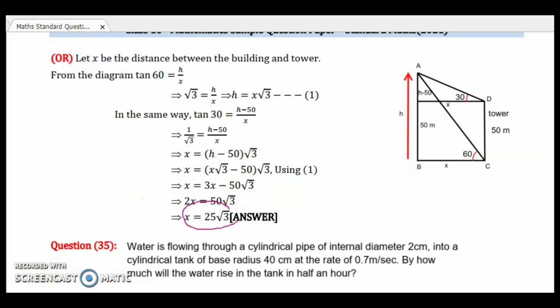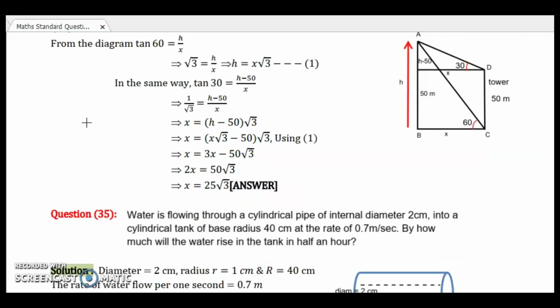Okay, right. Therefore, if x is equal to 25 root 3, what is going to be the height of the tower? H is equal to 25 into root 3 into root 3, it is going to be 3. That is equal to 75 meters. Okay, right. Then the next question asked in the problem is the distance between them, right? Naturally, the x is going to be the distance between them. It is already estimated, that is 25 square root of 3. Okay, right. The question is very clear from here.